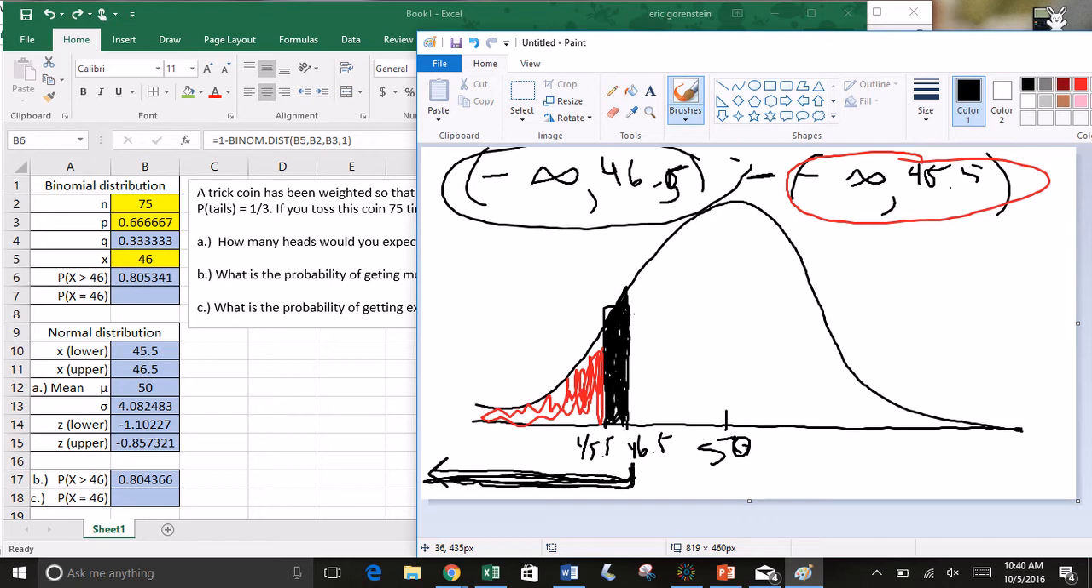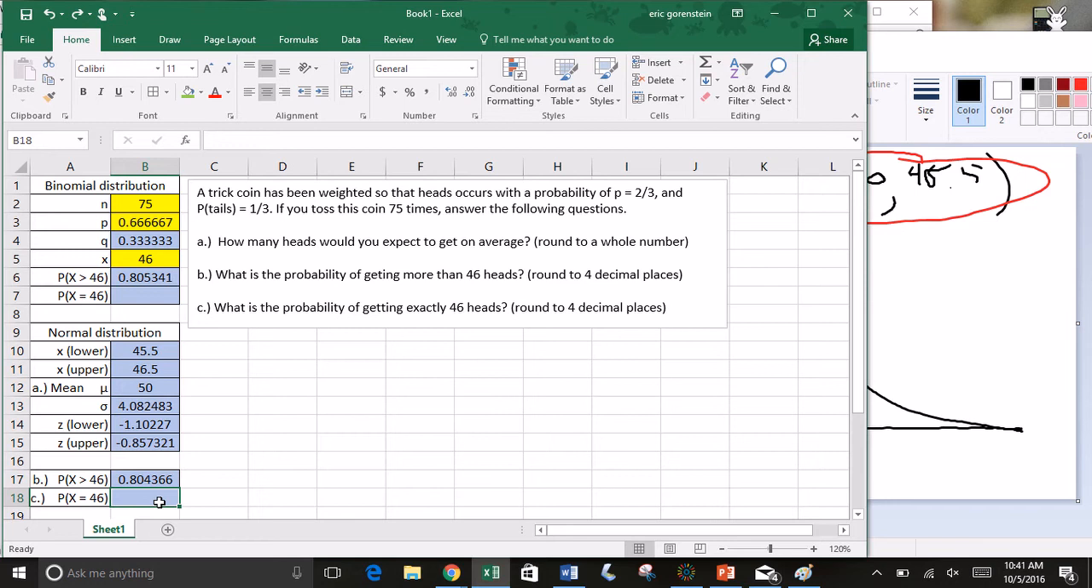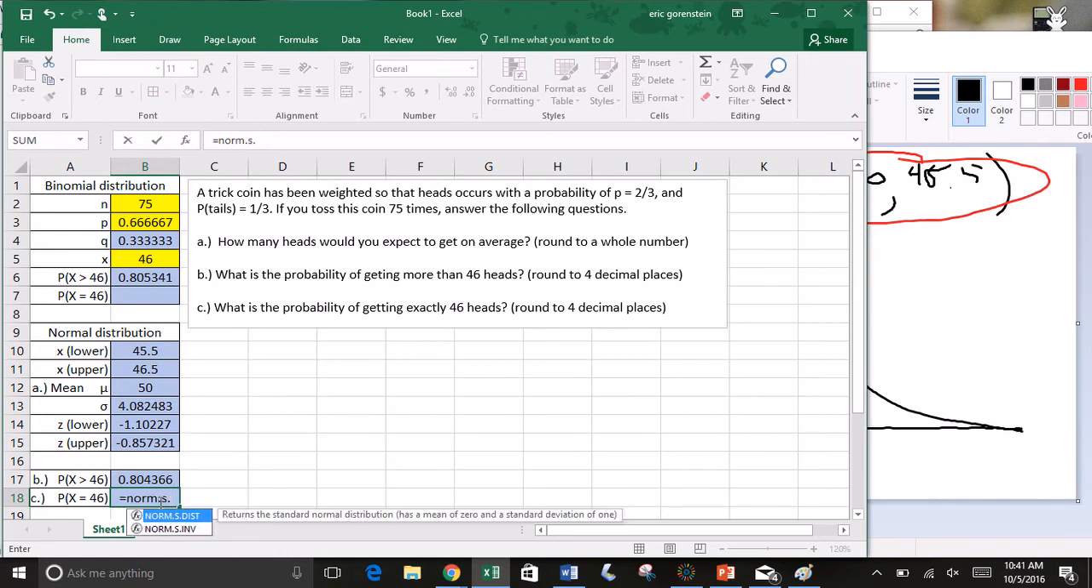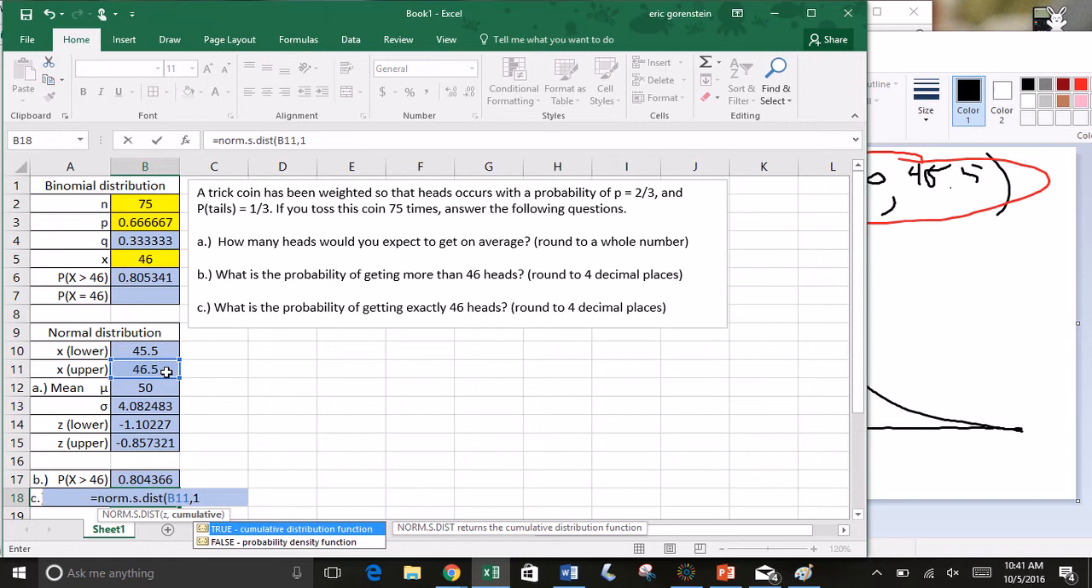So I'm going to come back over here to Excel. I have to do that in two steps, or two parts to my function. So I'll say area to the left of 46.5. So I'll do norm.s.dist, and the z-score is up here, 46.5. Cumulative, yes, so comma 1. So that's the total area from negative infinity up till 46.5, and I will subtract the next area.